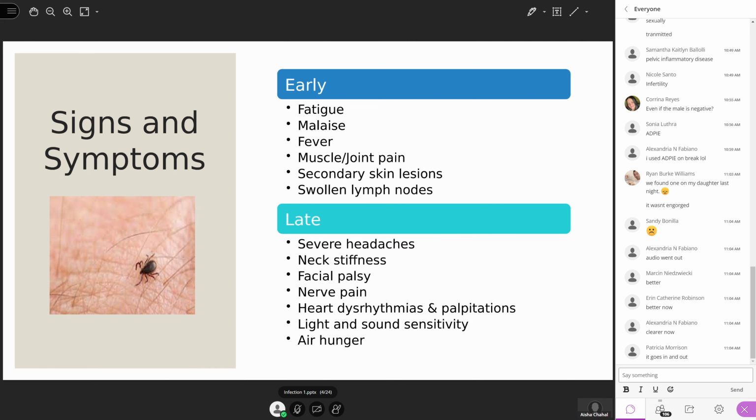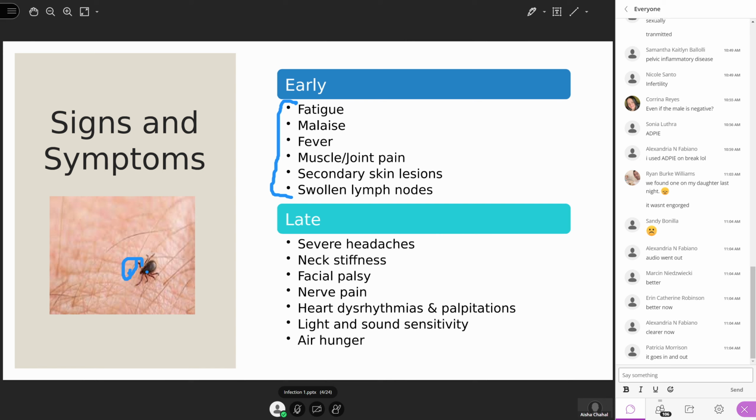So early symptoms are pretty simple: you will see that a tick bites the skin. There will be a bull's-eye rash, erythema migrans, and it will cause some fever and fatigue, malaise, joint pain, swollen lymph nodes, skin lesions, and just little spread here and there it's causing, right?